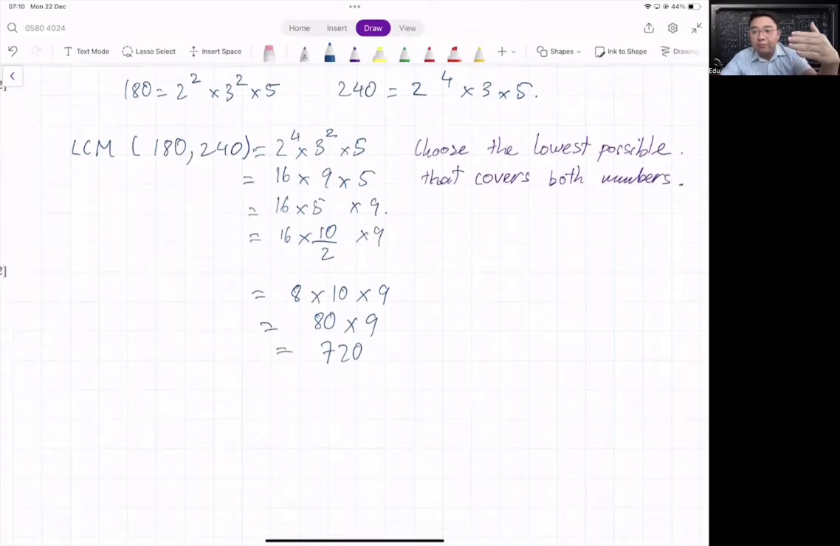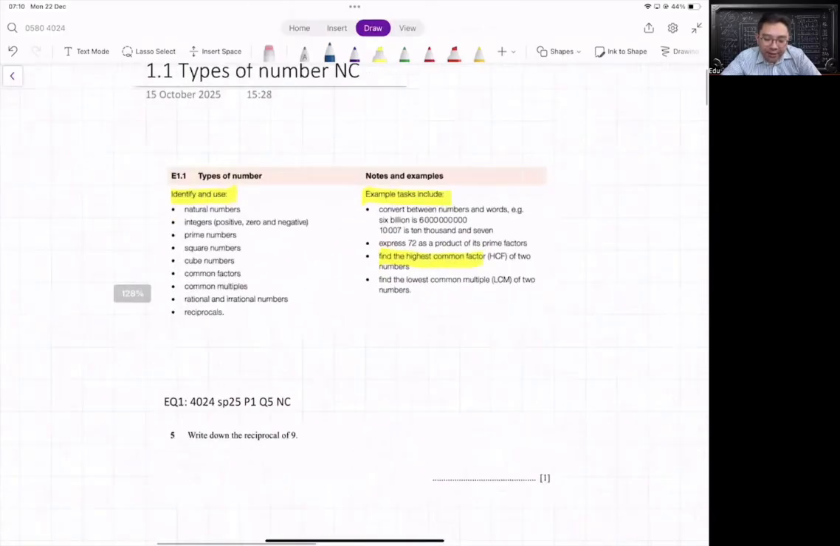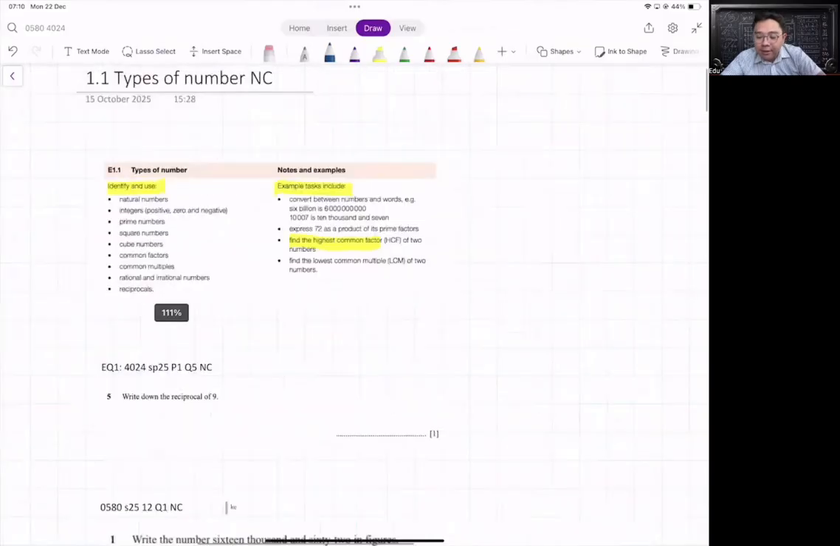Or you can do 8 times 9, 72, then times 10. It's up to you. All right. Should be simple enough for the multiplication. Lastly, very lastly. Oh, not yet, not yet. We have rational and irrational.